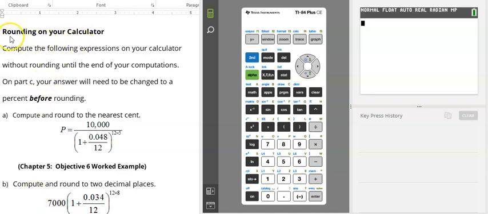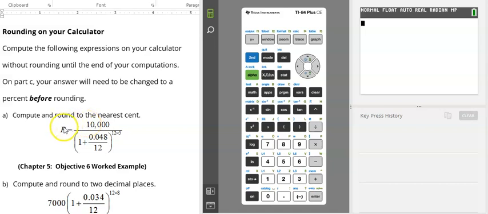In this video, we're going to learn about rounding on your calculator using the TI-84 Plus CE. These examples are directly from the upcoming chapter, and you're going to learn how to set up these expressions for you to calculate. But here we're going to learn how to put them in your calculator and then how to round and how to check your rounding. So let's look at the first one.